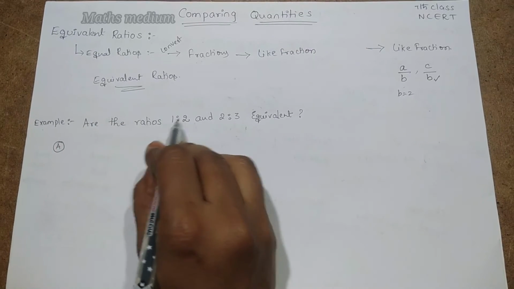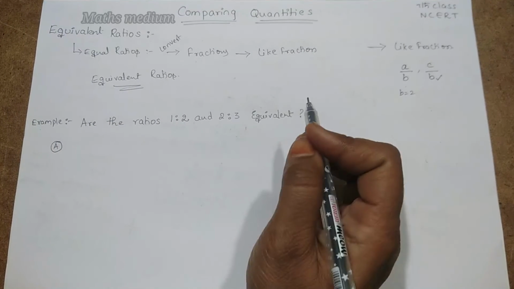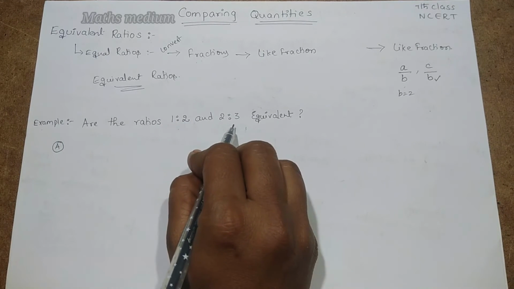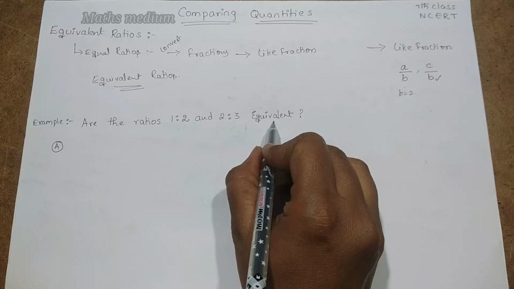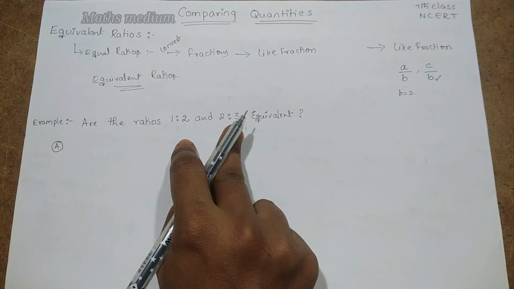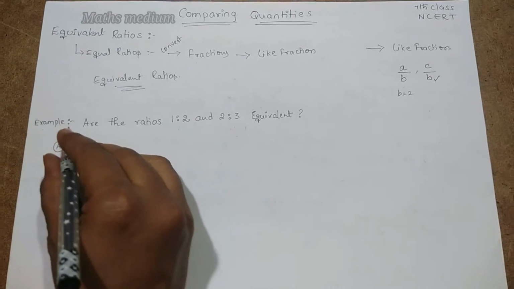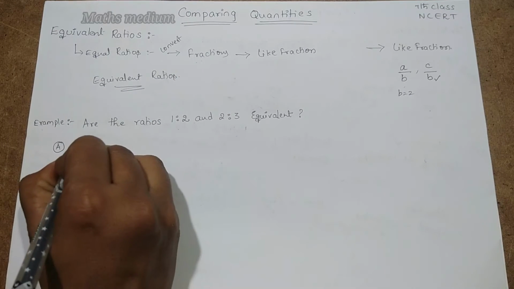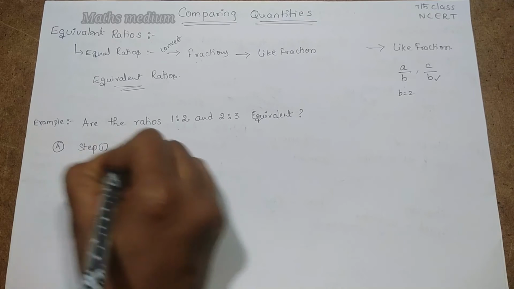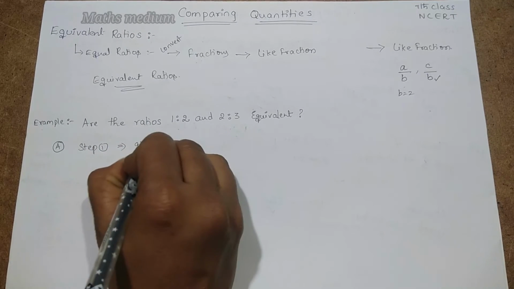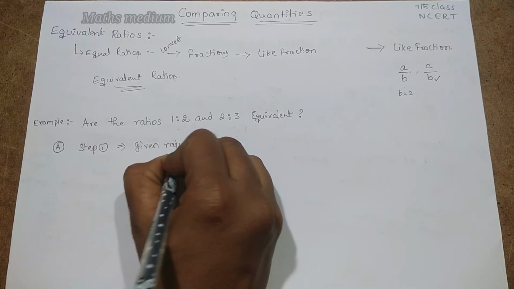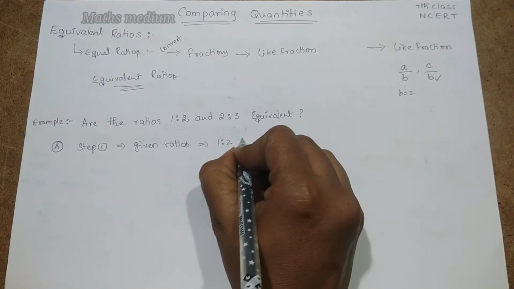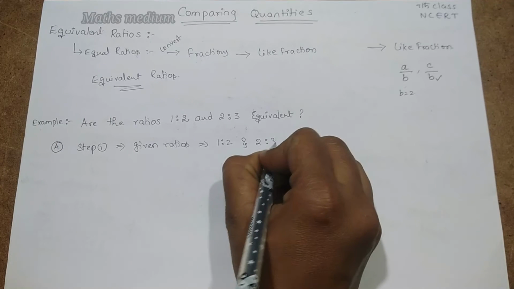Are the ratios 1:2 and 2:3 equivalent? Here two ratios are given. This is the first and this is the second. We have to find whether they are equivalent, which means whether these two ratios are equal or not. Okay, let's start. First of all we have to convert these ratios into fractions, right? So step 1, given ratios, that is 1:2 and 2:3.